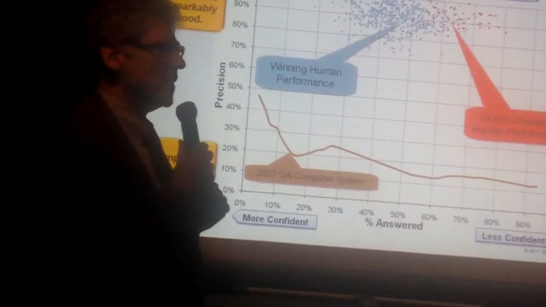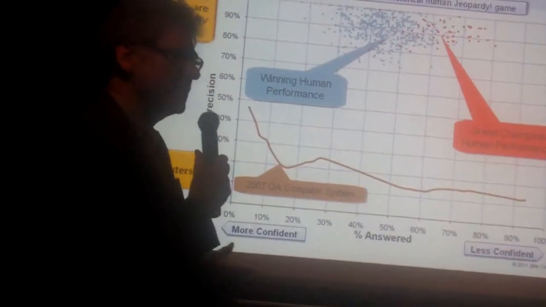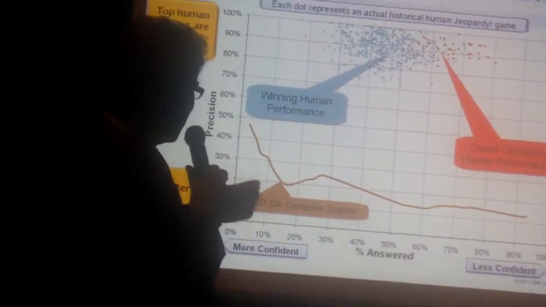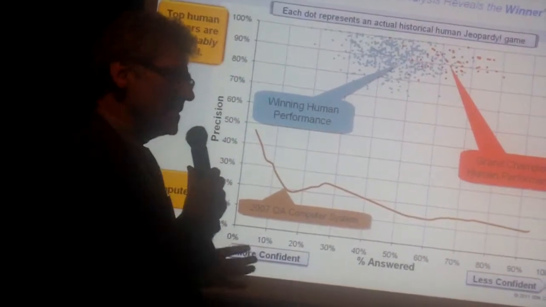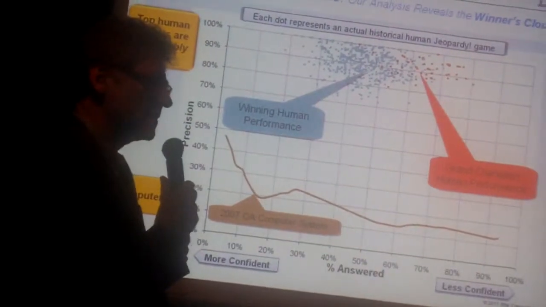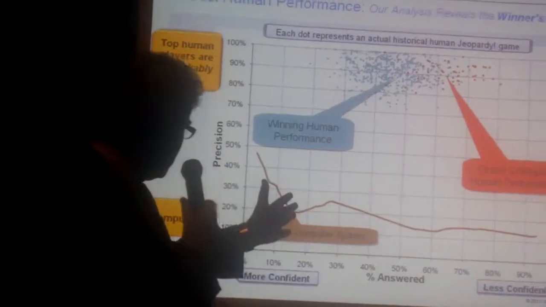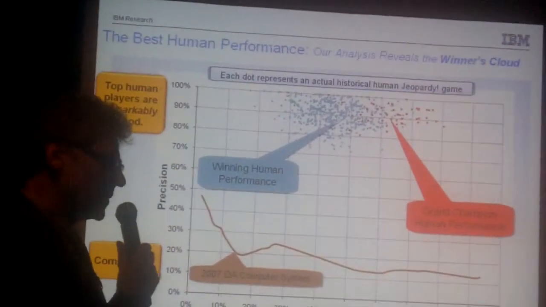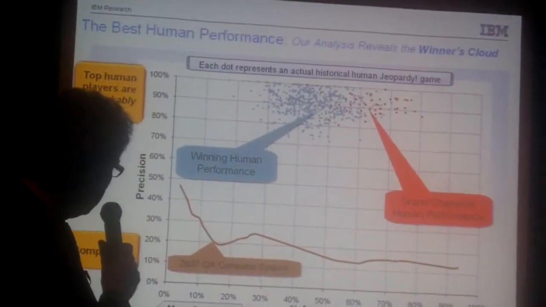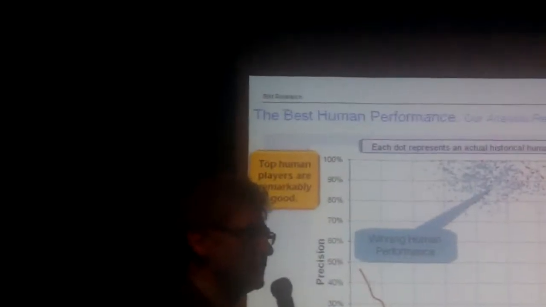Let me start with the set of dots at the top. This is a graph that maps along the x-axis. You're thinking you're back in school now in geometry or algebra. The x-axis is the percentage of questions answered. And we have plotted the performance of previous Jeopardy winners on this chart. So the x-axis that goes from left to right is the percentage of questions they answered when they were on their show. The y-axis, going up and down, is when they answered, how many of them did they get right?